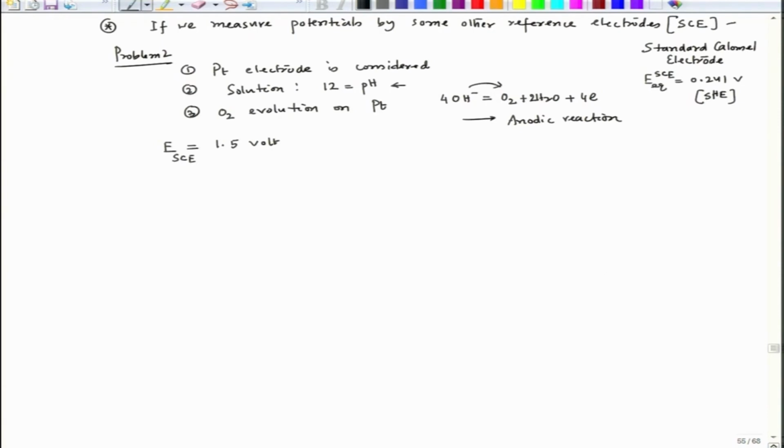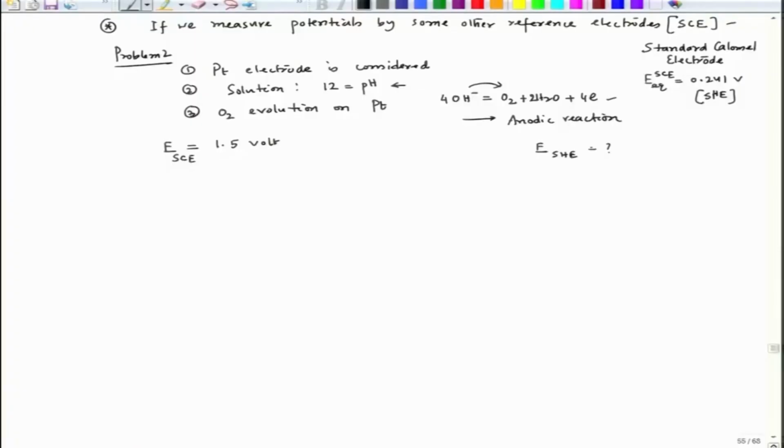If you are measuring potential with reference to hydrogen electrode, it is always better to mention SHE volt, and in case of standard calomel electrode, we are writing SCE. Now, this is the volt we have measured on platinum. Remember, here platinum is not dissolving. The platinum is acting as an electrode on top of which oxygen evolution is taking place. So, we are taking this reaction, and since it is an anodic reaction, we are considering anodic polarization.